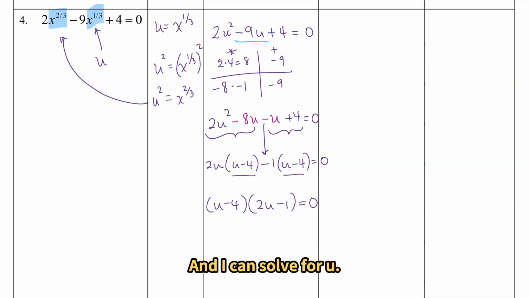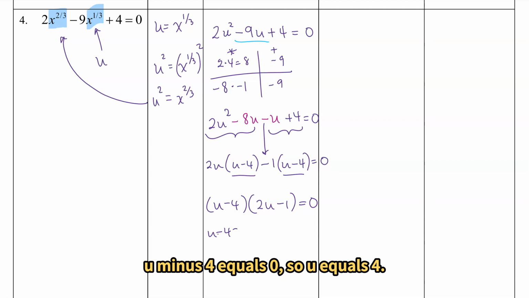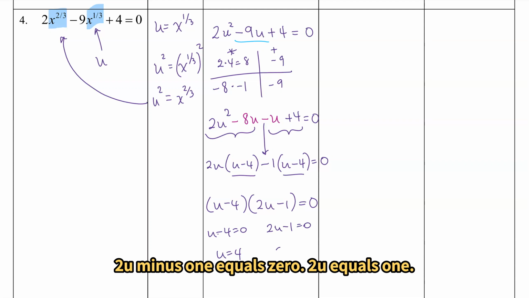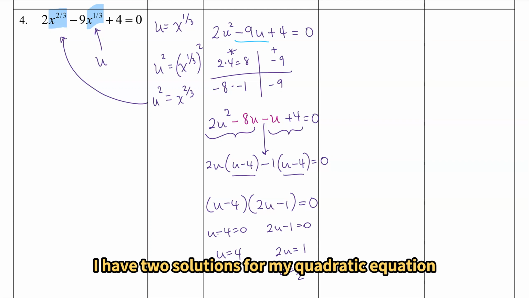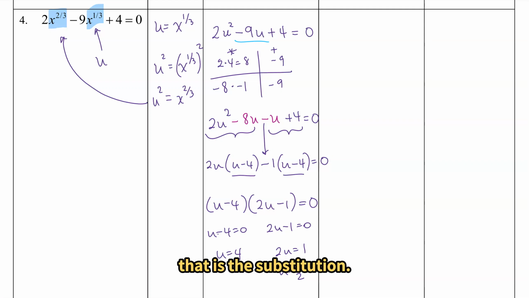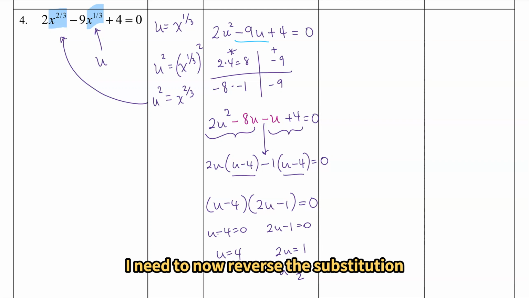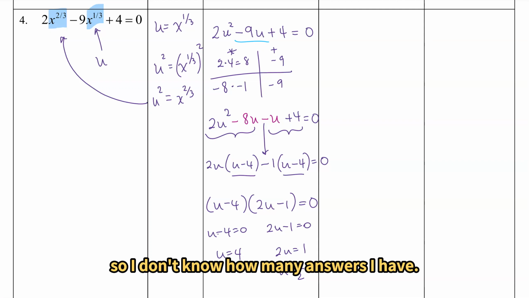And I can solve for u. u minus 4 equals 0, so u equals 4. 2u minus 1 equals 0, 2u equals 1, u is 1/2. I have two solutions for my quadratic equation that is the substitution. I need to now reverse the substitution and then check my answers. I do not have a polynomial to start with, so I don't know how many answers I have.